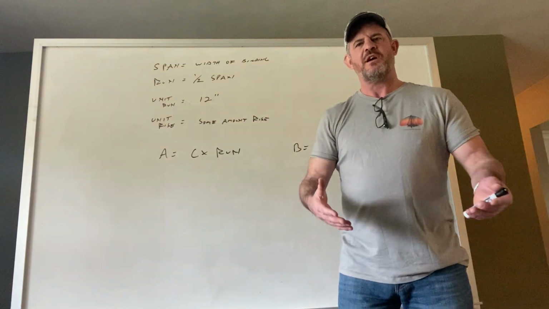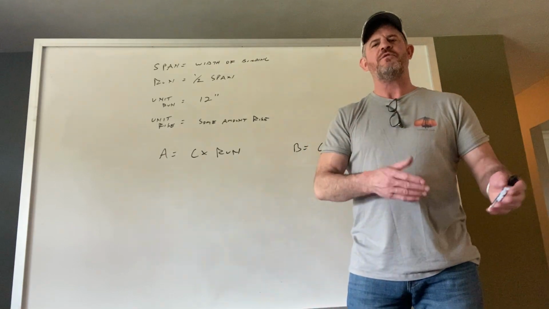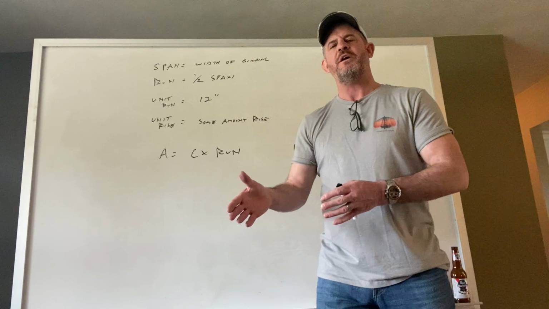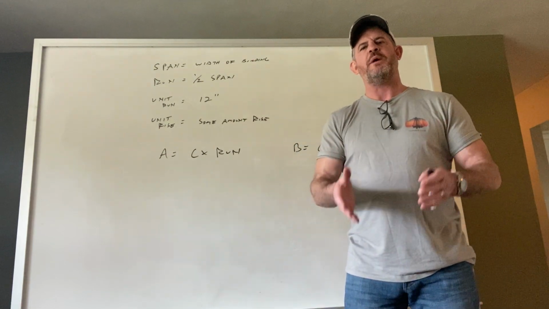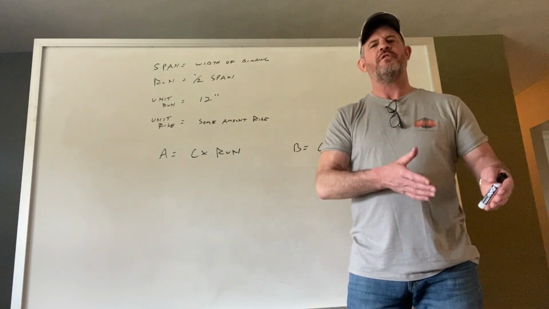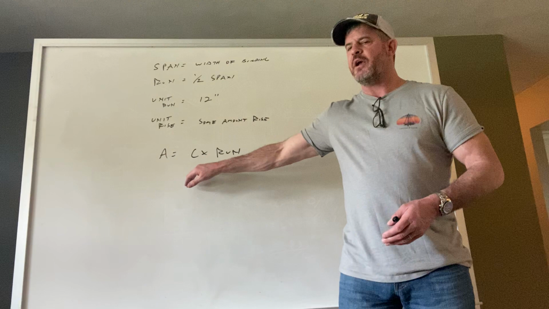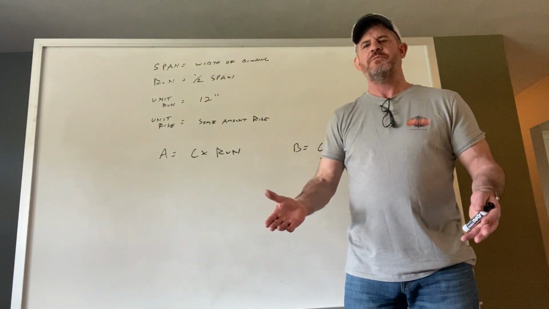In this case, our example problem, we solved for a common rafter. We determined our A dimension and our B dimension for that common rafter with the given information, a 24-foot span, which means that we have 12 foot of run. We understood our pitch triangle. We solved for our C. We applied A equals C times run and B equals C times overhang, and we solved for those dimensions.